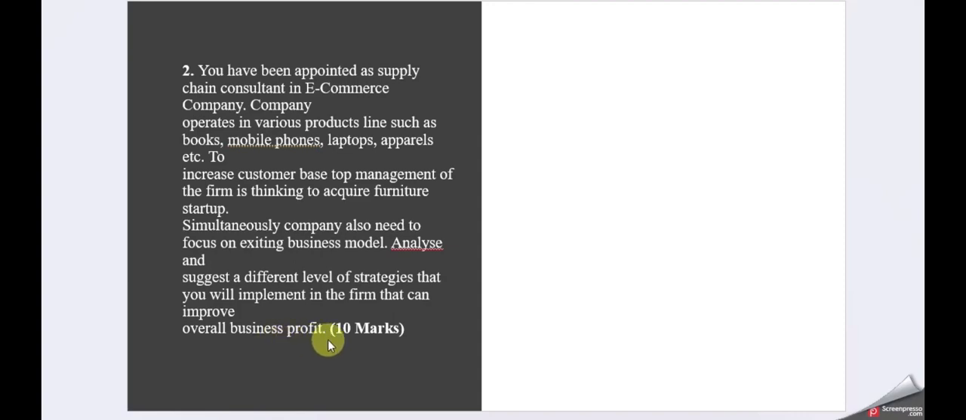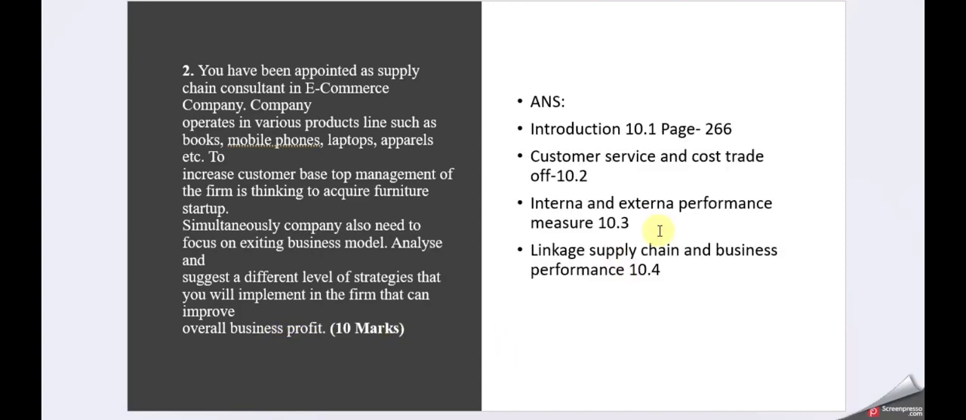So for this, go ahead with the chapter 10. Here we have introduction part, subheading 10.1, customer service and cost trade-off, subheading 10.2, internal and external performance measurement, 10.3, linkage supply chain and business performance, 10.4. So these are the information you can find in our book, the page number 266.